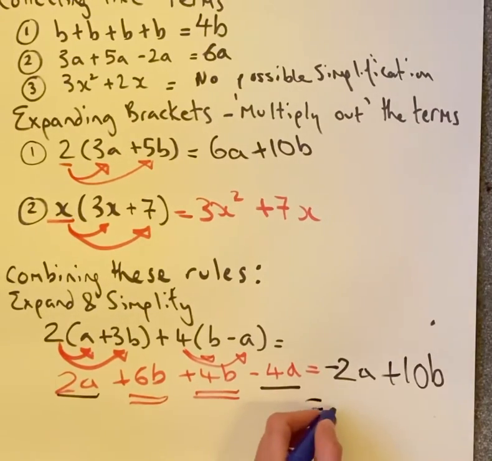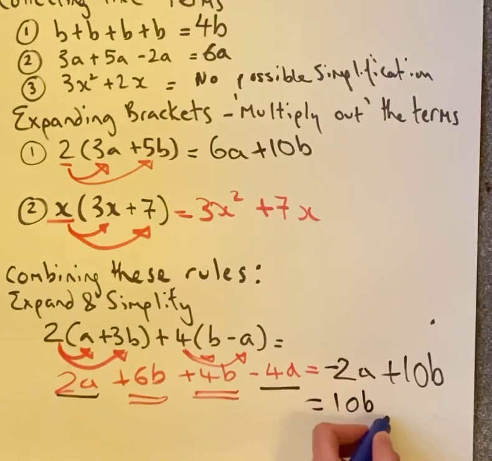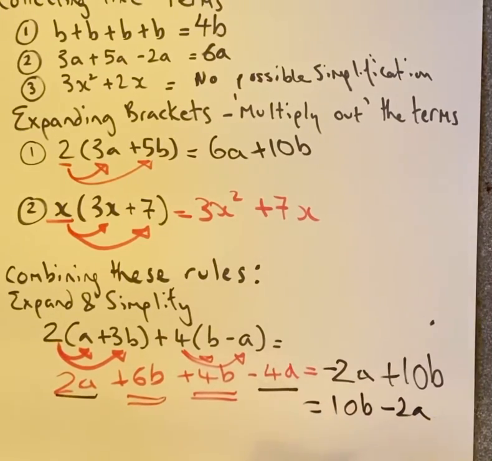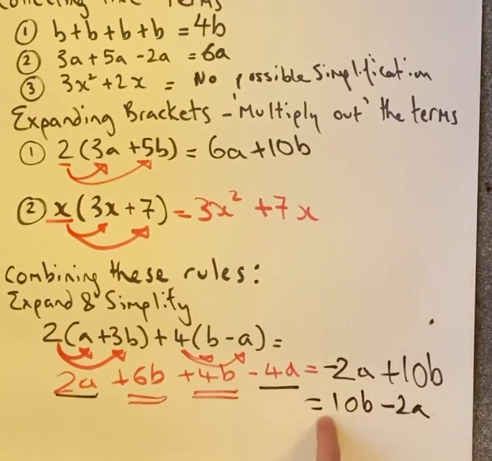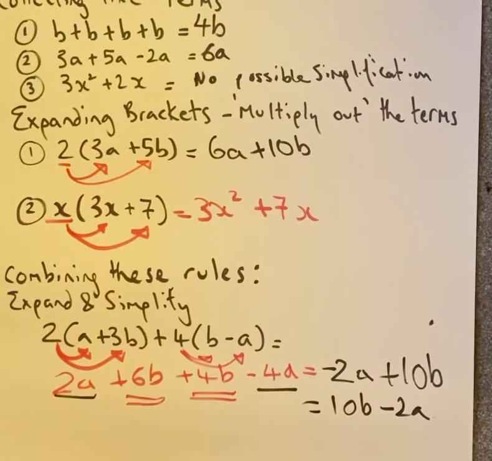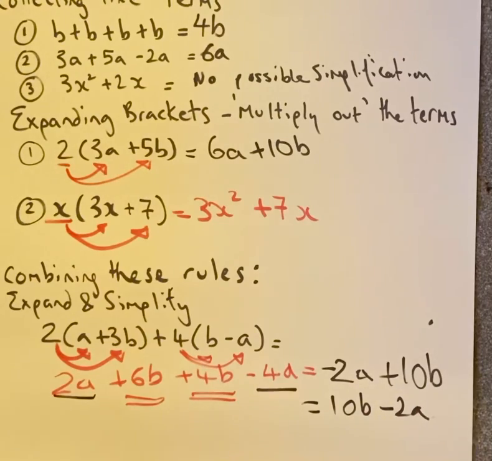We could write it in a different order. We could say that that's 10b minus 2a, and that sometimes looks a little bit neater to start an expression with a positive term rather than a negative, but both of these are perfectly good answers.